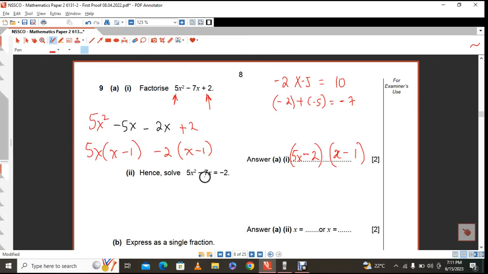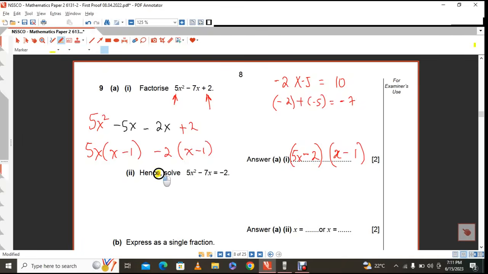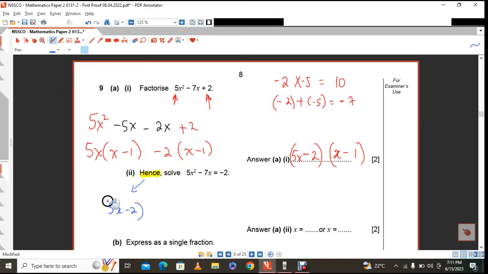Now, if you look at this equation, there is no need, because of the word hence, and this is what I want you to always remember. There's no need for you to go and use the quadratic formula and stuff like that. It's 2 marks, you're wasting time. Whenever you see the word hence at the beginning of a question, we expect you to derive the answer from the previous part of the question. So basically, we're going to use the previous answer, which is 5x minus 2 and x minus 1, let it equal to 0.